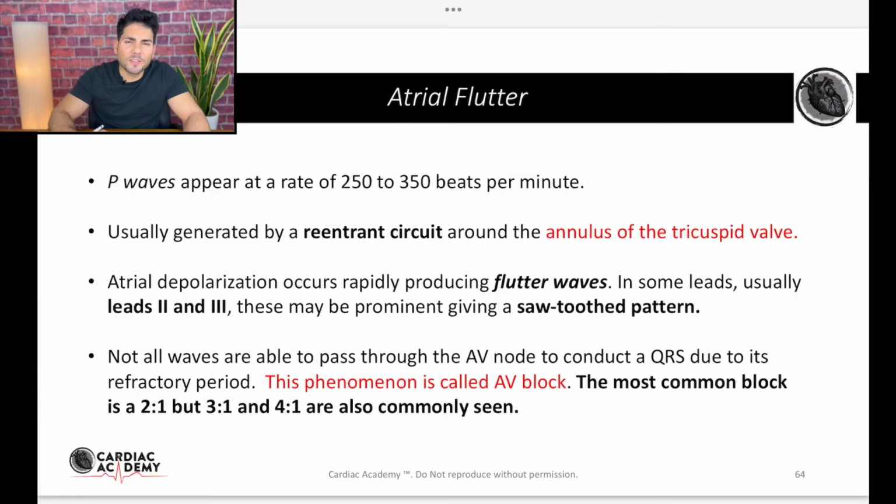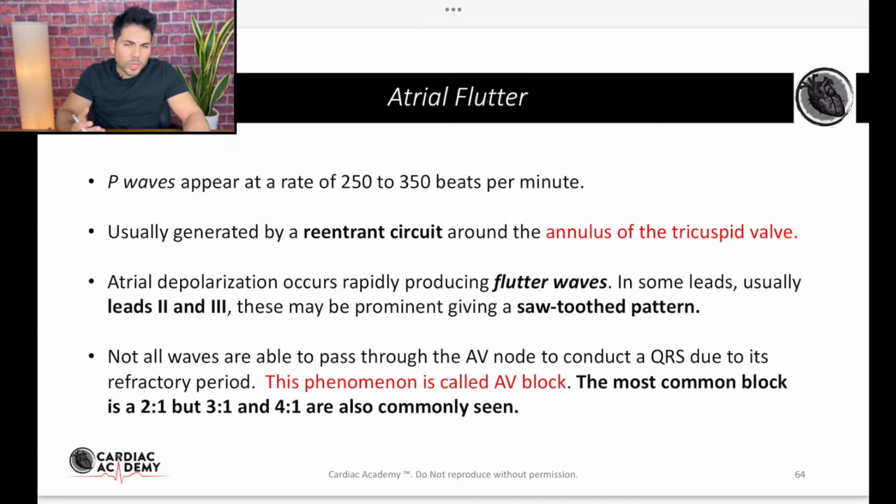Alright, so let's talk about A. Flutter. In A. Flutter, the atrial depolarizations appear to be at a rate of 250 to 350 beats per minute, and it's usually caused by a circuit around the tricuspid valve. In this type of arrhythmia, you will see what is classically described as a sawtooth pattern, which are flutter waves in between QRS and QRS. These flutter waves are usually better appreciated in lead 2 and lead 3.